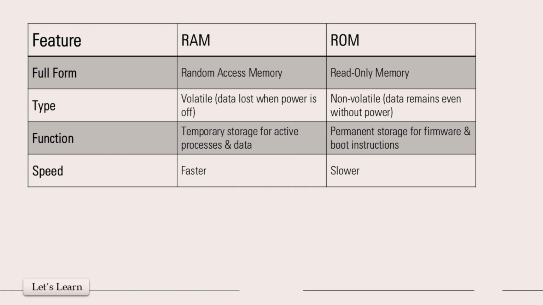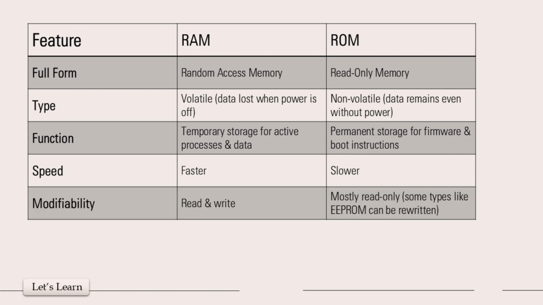For example, when you are playing a video game, the graphics and gameplay data are loaded into RAM for instant access. Meanwhile, the ROM stores permanent settings like system firmware, which are accessed less frequently. Now, let's discuss the fifth point, how data is modified in RAM and ROM.